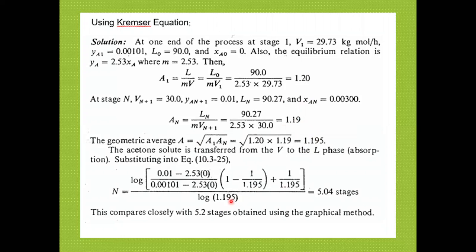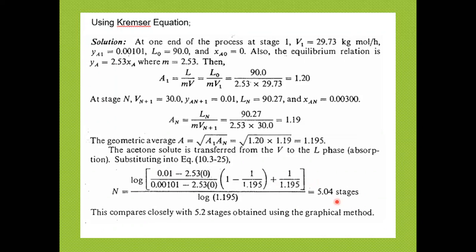If you recall, we have here a 1 minus 1 over A plus 1 over A, and this is the ln of A. This is your YAN plus 1, and this is your YA1. This is your MXO, XO being 0 because we don't have acetone in our solvent. So based on our computation, the number of stages is 5.04.